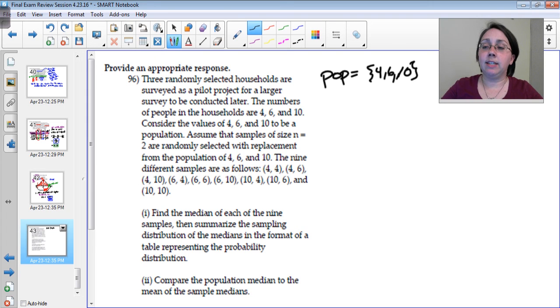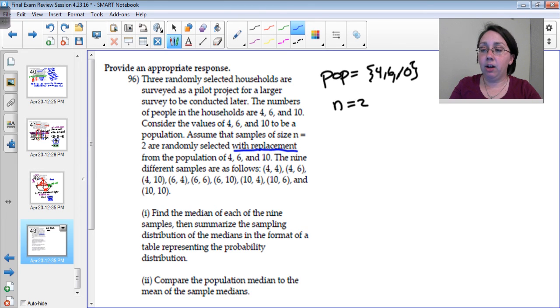Consider the values 4, 6, and 10 to be a population. That's what it means, okay? Assume that sample sizes of n equals 2, meaning they take 2 at a time from this population, are randomly selected with replacement. What does with replacement mean? You can select it again. So if you select 4, you can put it back and select 4 again.